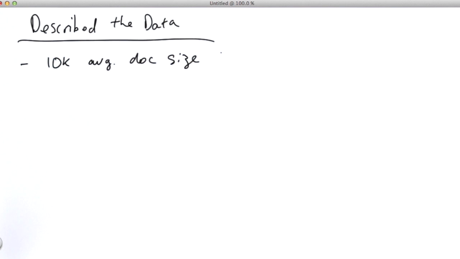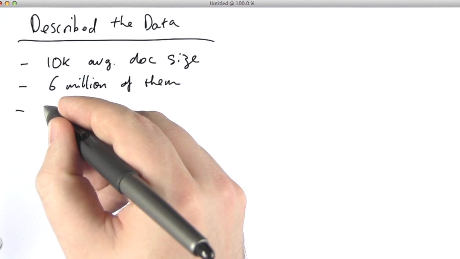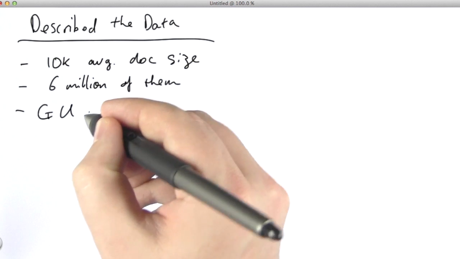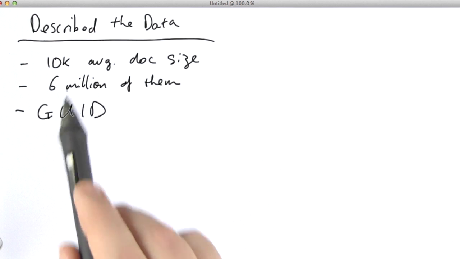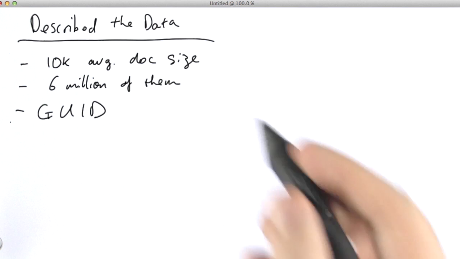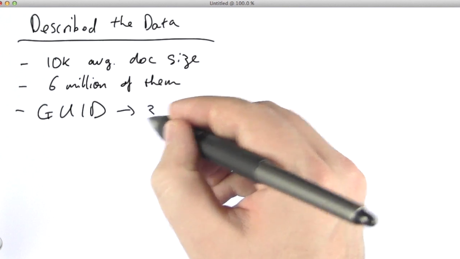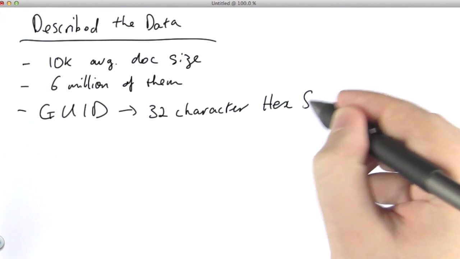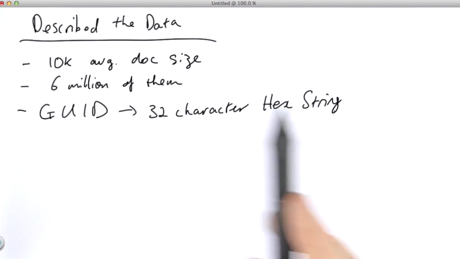I'm going to have 6 million of them, and I know that in each one there's a globally unique identifier, a GUID. And this is what I'm going to use for my shard key. So I've got 6 million of them. I've got a known domain. A GUID is a sort of well-defined thing. And in our case, what we're going to define the GUID as is a 32 character hex string. I'll show you what one of those looks like in just a second. So our GUID is going to be a 32 character hex string.